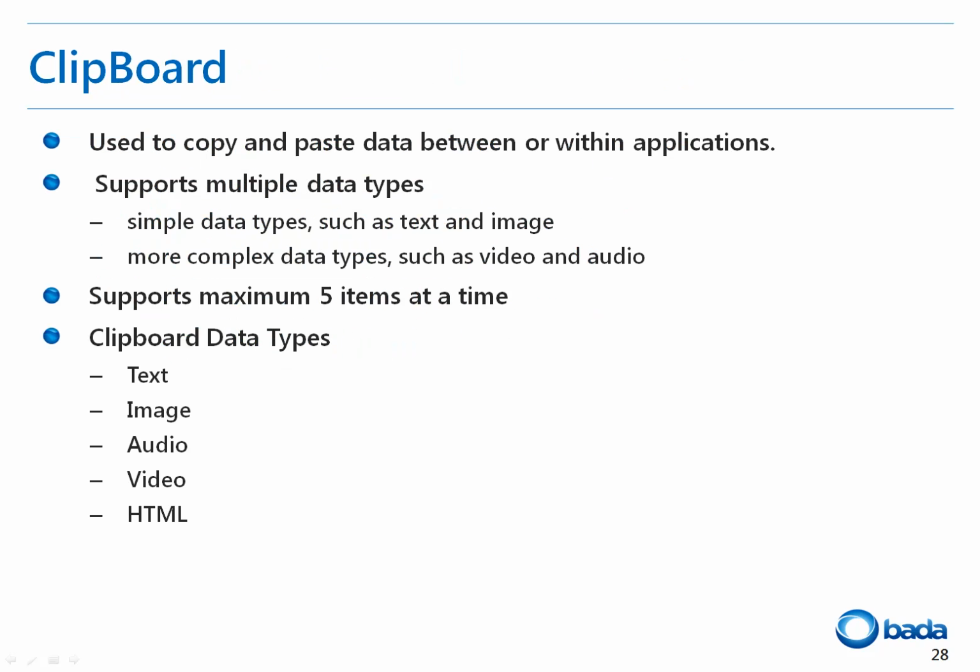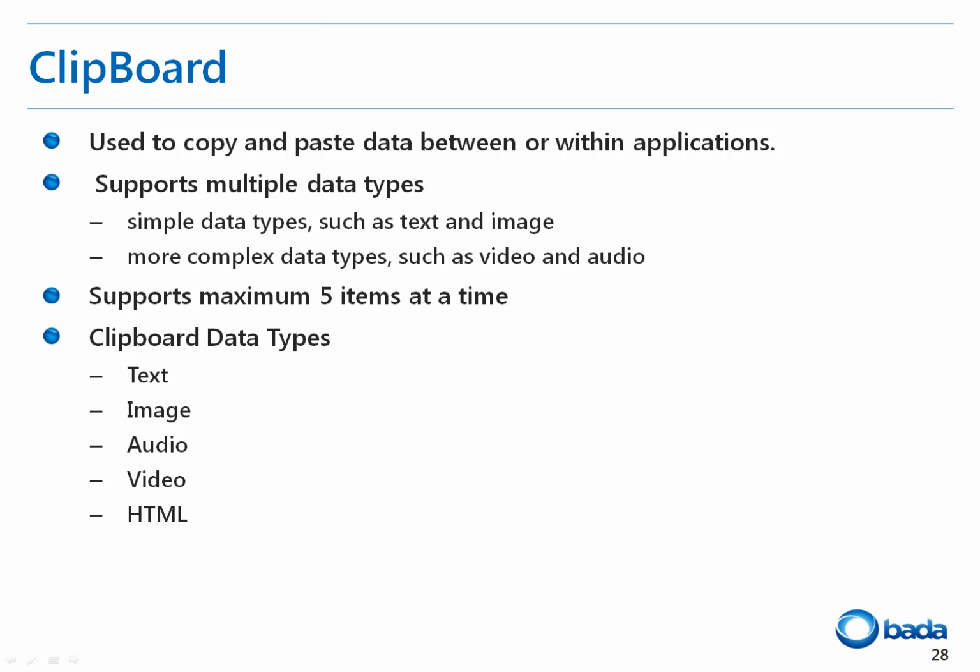The clipboard is used to copy and paste data between or within applications. The clipboard supports multiple data types. Simple data types such as text and images are stored directly in the system clipboard, while more complex data types such as video and audio are stored in the directories maintained by the clipboard. The clipboard can contain a maximum of 5 items at a time.